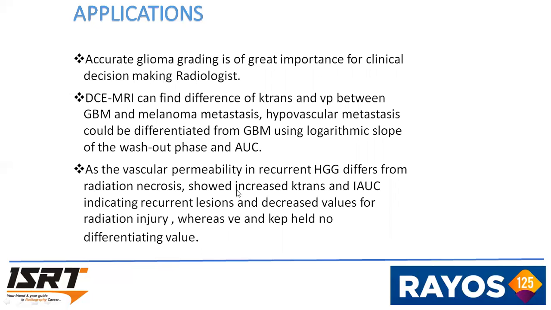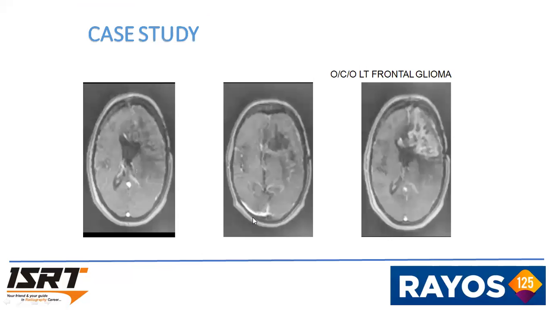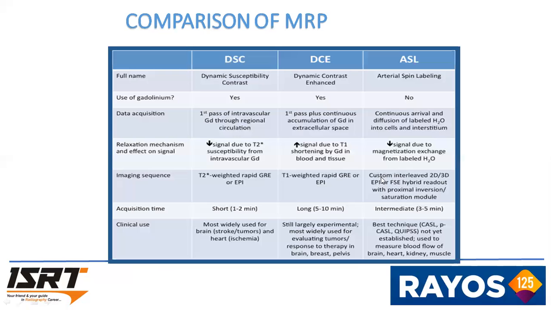As the vascular permeability in recurrent HGG differs from radiation necrosis, it showed increased Ktrans and AUC, indicating recurrent lesions, and decreased values in radiation injury, where VE and KEP hold no differentiating value. This is a case study of a frontal glioma. Here we can see the enhancement of the lesions.